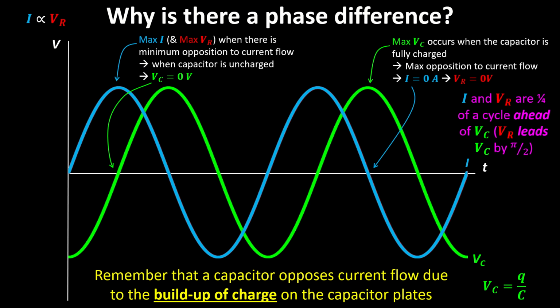But in reality, as you go across the x-axis, you've got to think of which one reaches a peak first in time. If you go across from the zero, from the left-hand side, the first peak you reach is the blue one, the current. So the current reaches a peak before the capacitor. So current and resistor voltage are 1/4 of a cycle ahead, pi/2 ahead of the capacitor. So that's why we've got a phase difference.